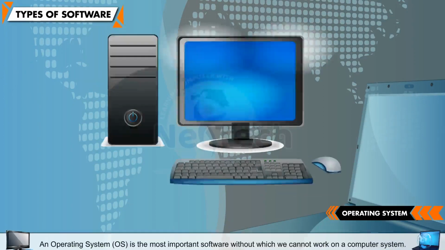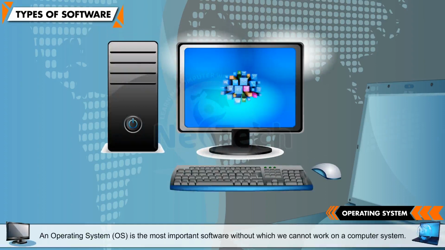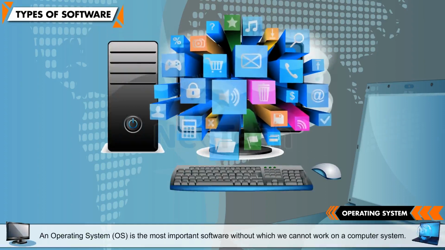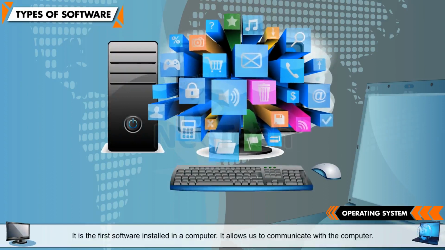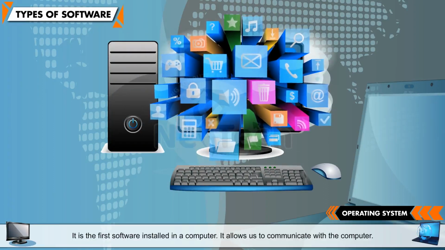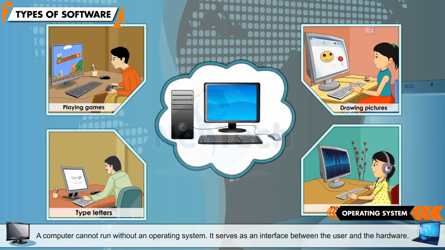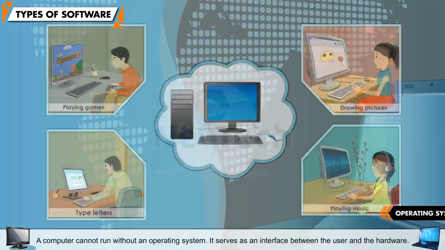Operating system. An operating system, OS, is the most important software without which we cannot work on a computer system. It is the first software installed in a computer. It allows us to communicate with the computer. It helps us to give instructions and get our work done on the computer. A computer cannot run without an operating system. It serves as an interface between the user and the hardware.